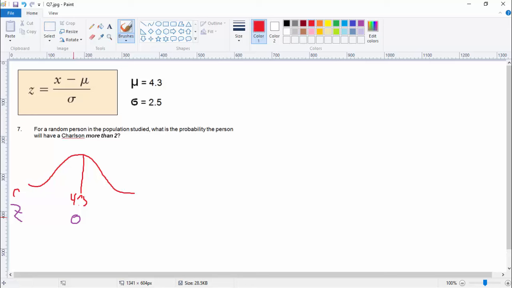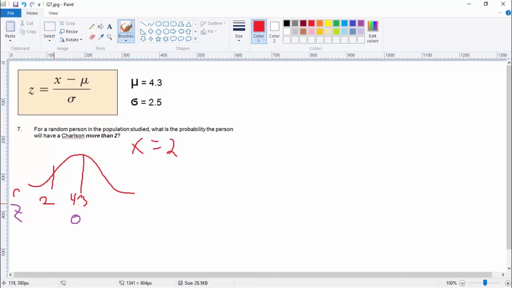So now I'm going to be done with purple for a second. So far so good. We just drew a picture. Nothing's hurting anybody yet. Then what is the probability the person will have a Charleston more than 2? So for this, remember x is always in the question. We're going to say x equals 2, right? So where would 2 be on our curvy deal? Well, obviously it's going to be below 4.3. So I'm just going to arbitrarily put it here. It doesn't have to be perfect. So that is where 2 is.